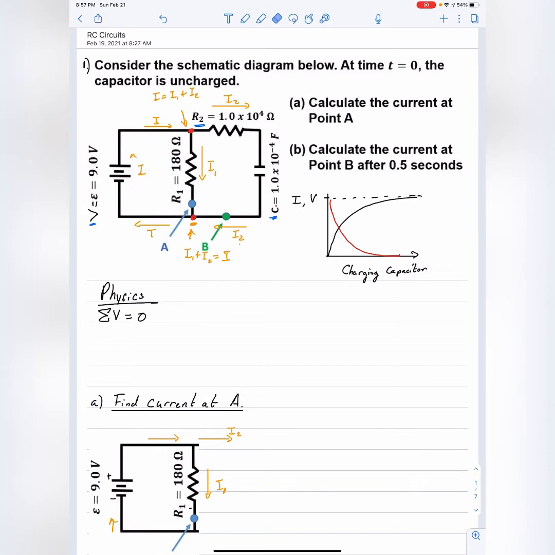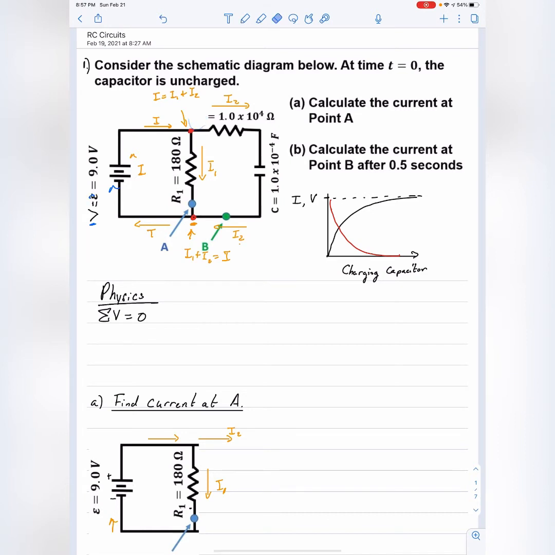And you can do it also on the outside. If you do it on the outside, we include the EMF, resistor 2, and the capacitor. The loop only touches those that are actually being affected. So since it's an outside loop, it's only affecting R2, the capacitor, and the EMF.